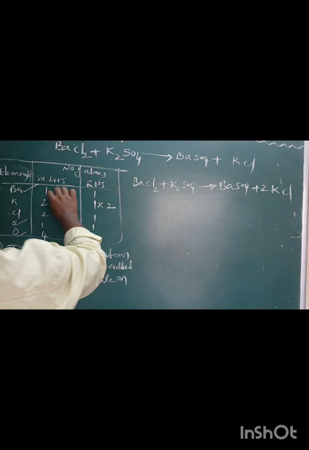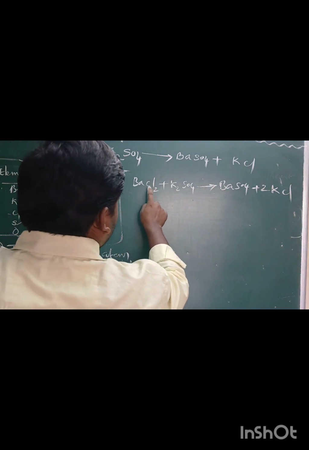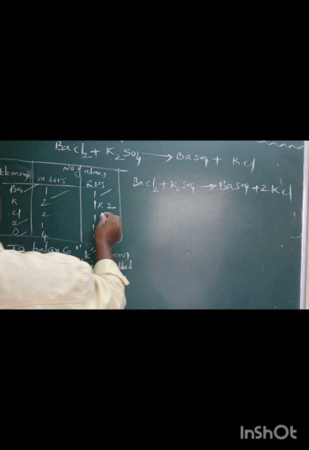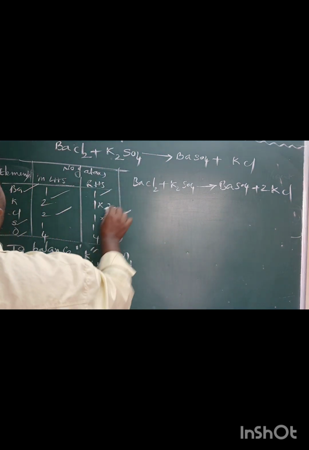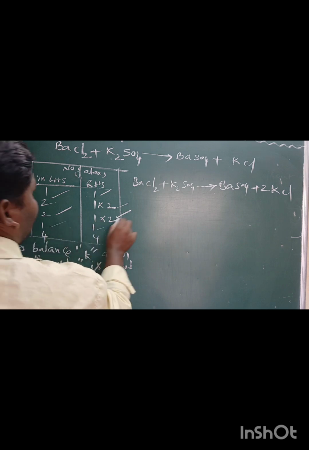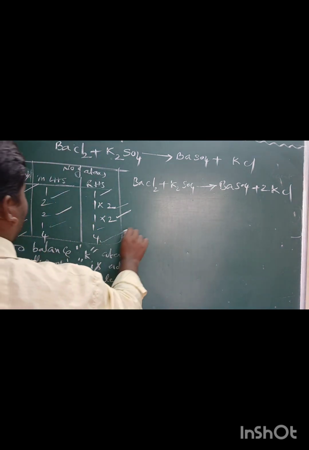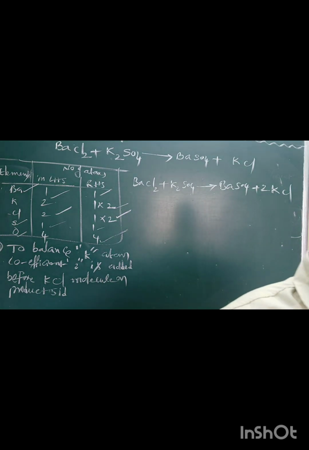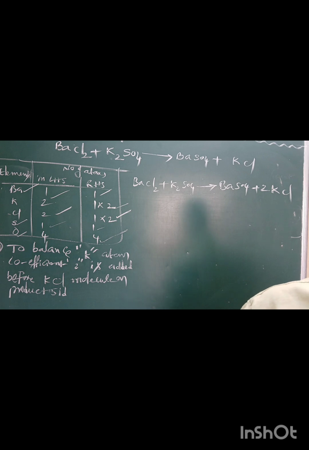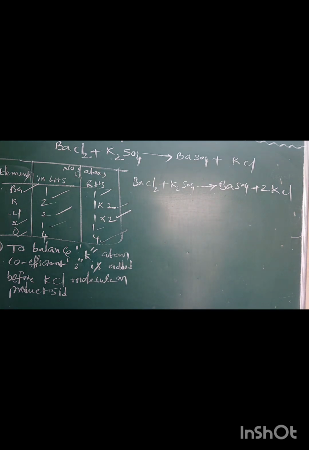Now check the atoms. Barium 1, barium 1. Cl2 is there. 2 into Cl, it is also 2 there. Potassium 2, sulfur 1 only. Oxygen 4. Like that, to balance the chemical equation of various reactions, hit and trial method. The number of atoms of various elements on the reactant side and product side must be equal.